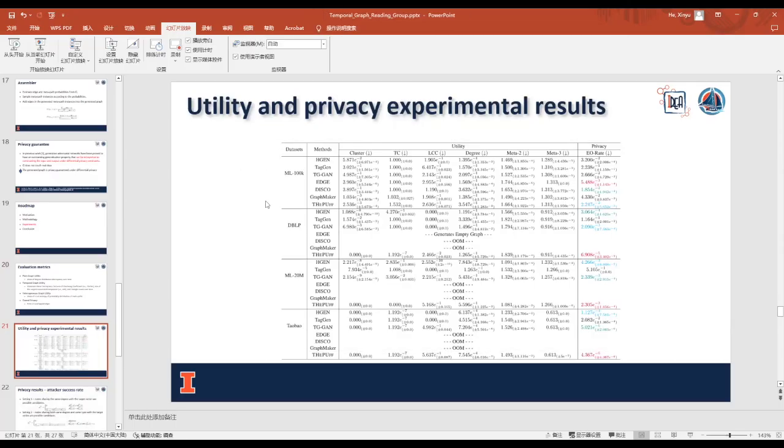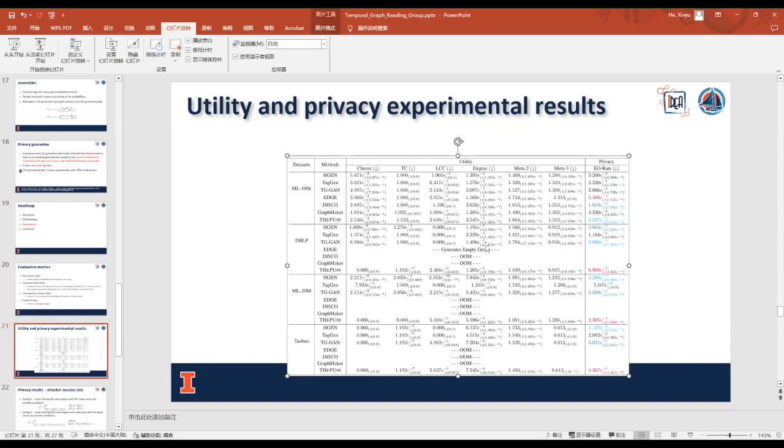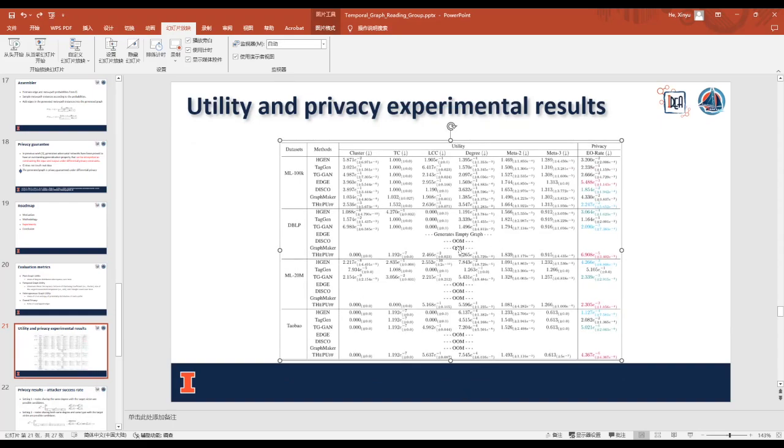So here are the utility and privacy experimental results. The left side, the 6 metrics here, are the utility: plain graph utility, temporal graph utility, and the heterogeneous graph utility. From the table, we can see that we reach competitive performance compared to 6 strong baselines, which include heterogeneous graph generation, temporal graph generation, and diffusion-based graph generation. And from the privacy column, we can also see that we reached the lowest overlapping rate on the datasets, so we reached the best privacy compared to the baselines.